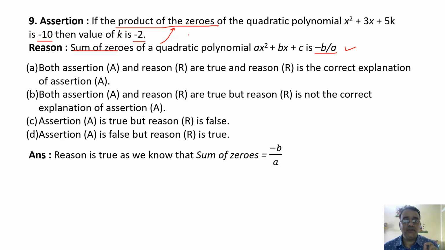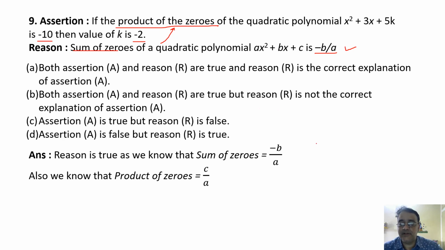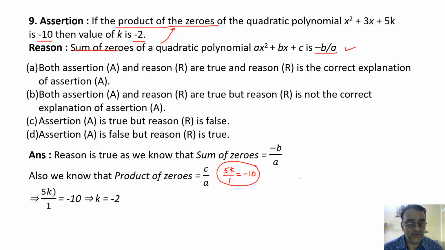Now we know, what is the product of zeros formula? C by a. Right, very good. So c by a. What is the value of c in the given polynomial? 5k. Right, 5k. What is the value of a? 1. So 5k upon 1 is equal to, it is given, minus 10. Right? So what is the value of k? Minus 2. Very good. So minus 2 is already given in the assertion, that means the assertion is true.